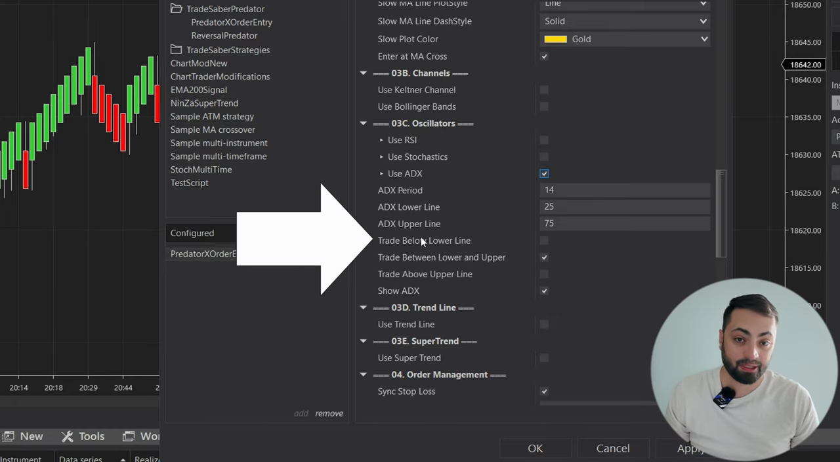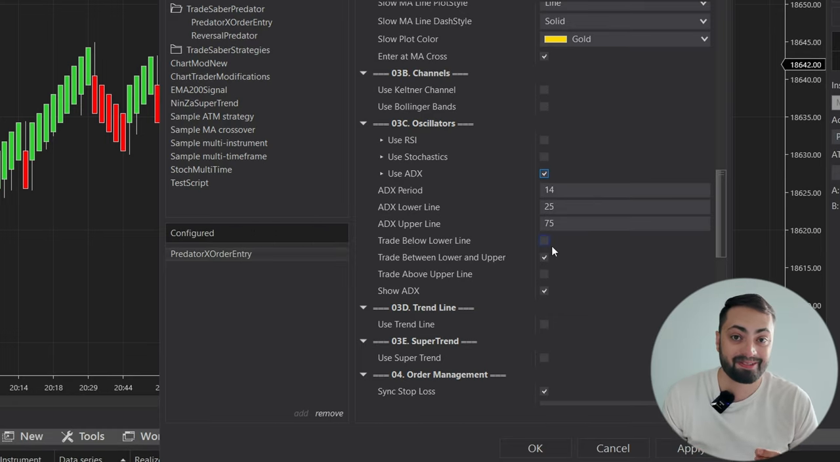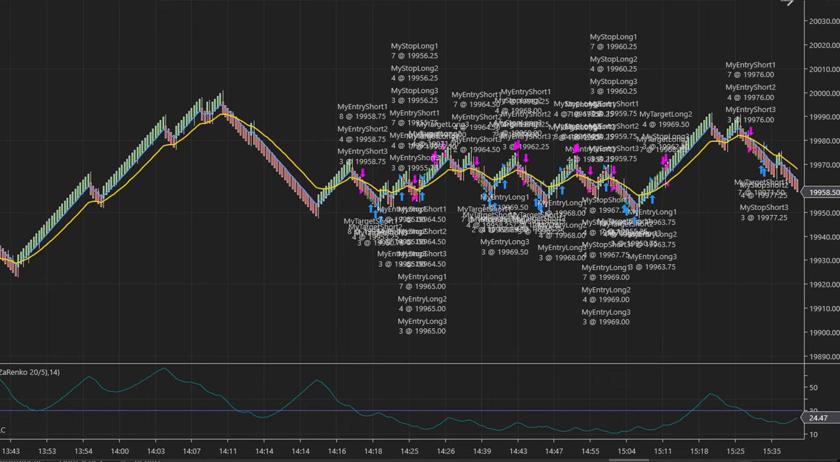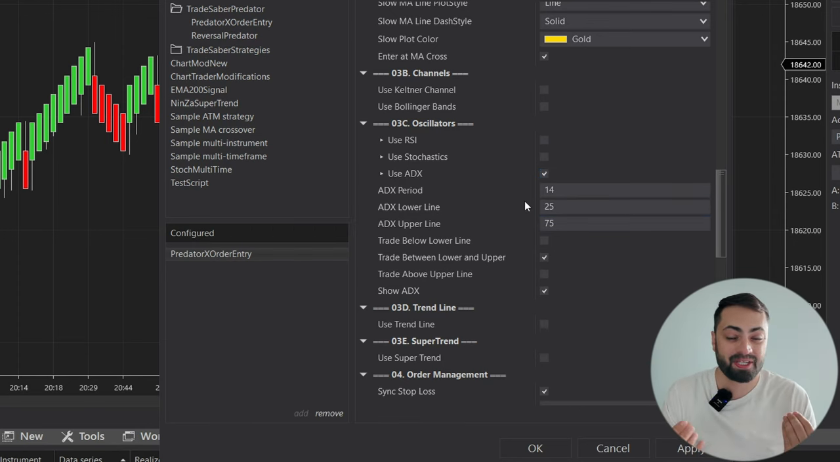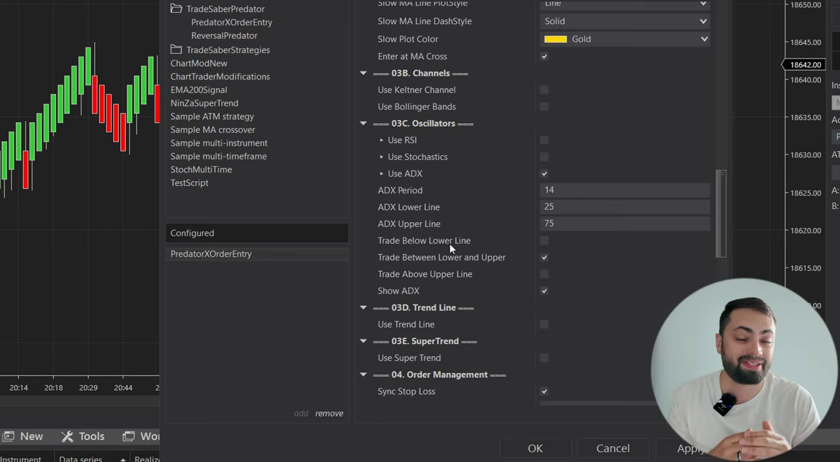It's trade below the lower line. When we have this selected, it means it's going to allow trades to happen if our ADX is below the lower line. So below 25 in this case, or whatever you have selected. In most cases, because we're looking for a stronger trend, we want to have this unselected. We actually want to take trades above this line, but it's there as an option for those that want to customize and mess around with their own settings.